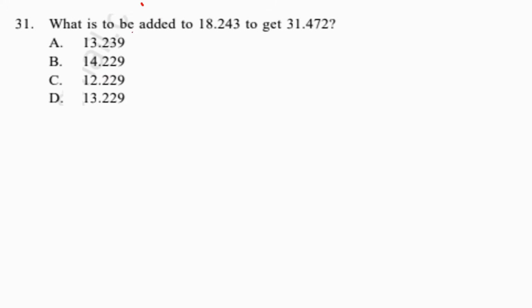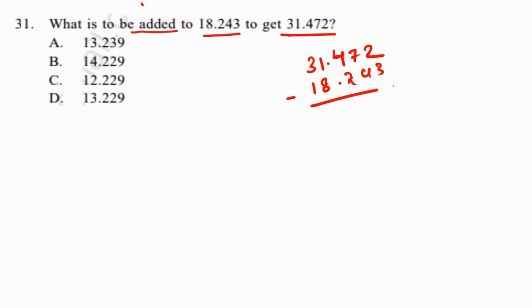Moving on to the next question. What is to be added to 18.243 to get 31.472? In this case, we just need to subtract the two numbers given. 31.472 minus 18.243. If we subtract these two, we get 13.229. Option D is the answer.